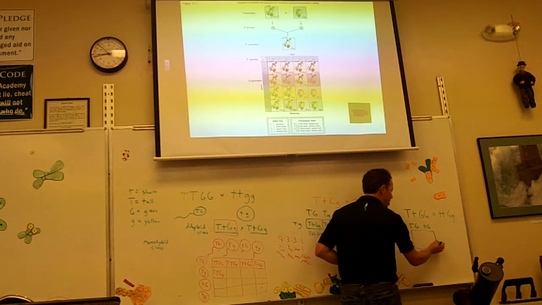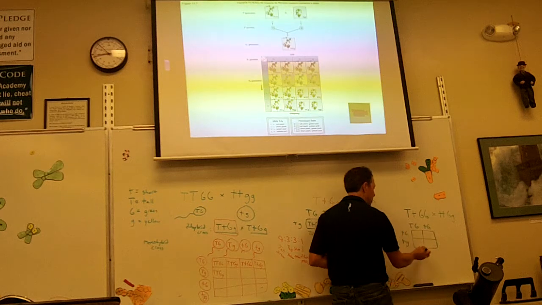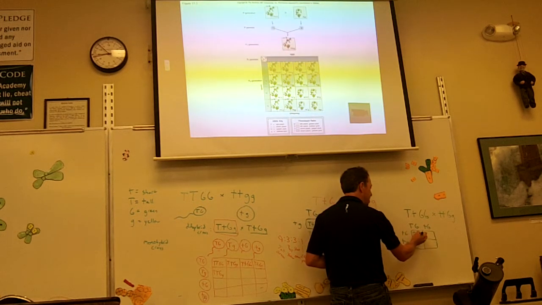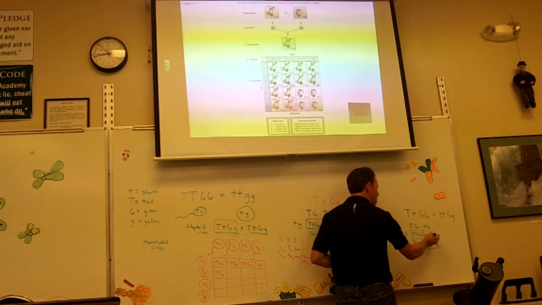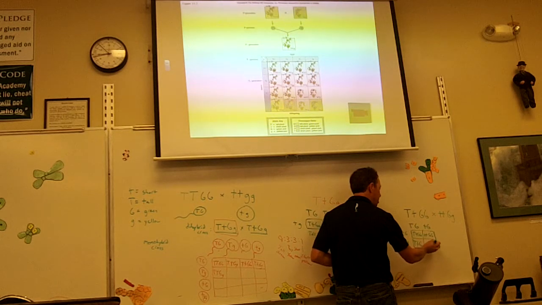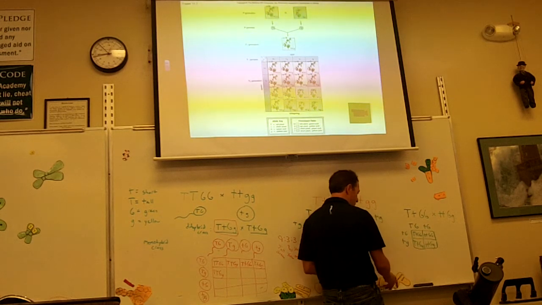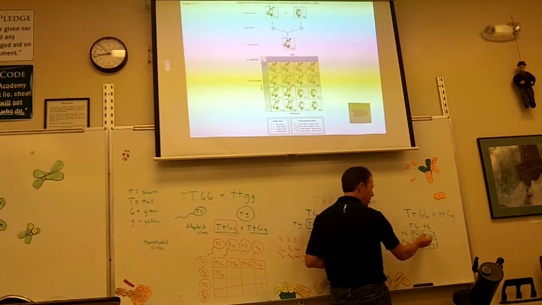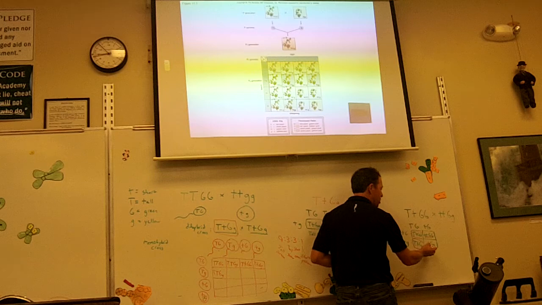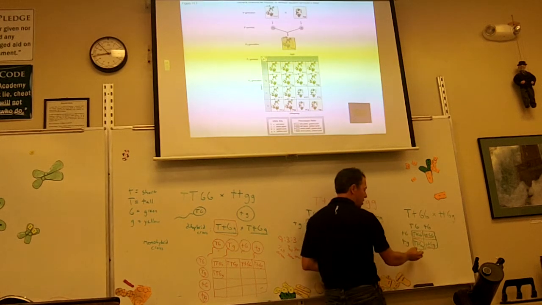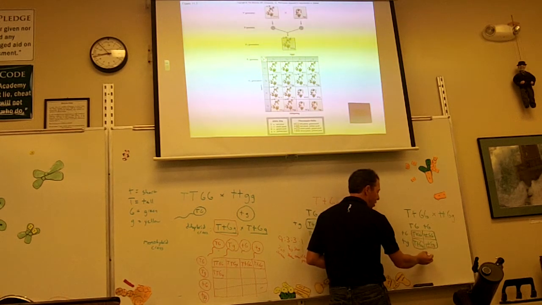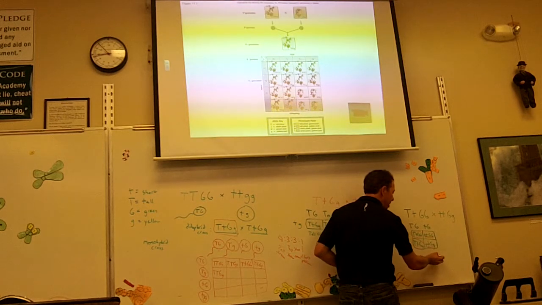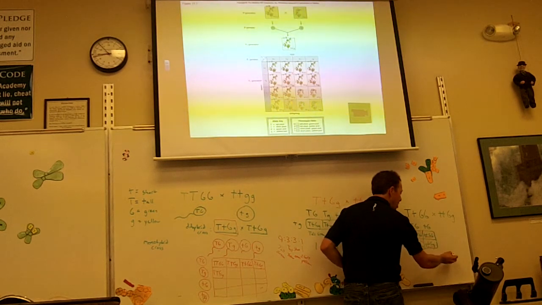So your cross is going to look like this. Big T, little t, big G, big G. Big T, little t, big G, little g. Little t, big G, big G. Little t, big G, little g. Tall green, tall green, short green, short green. So it's a 1-to-1 ratio. 1 tall green, 1 short green.